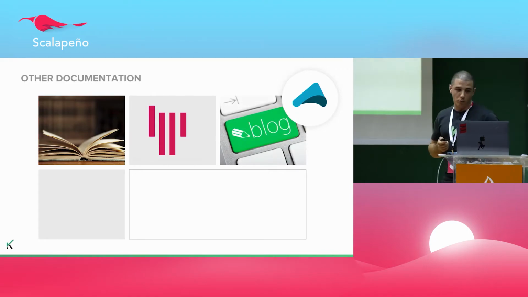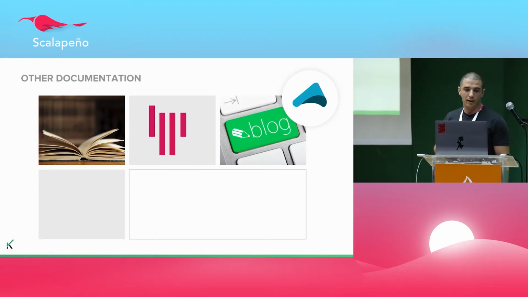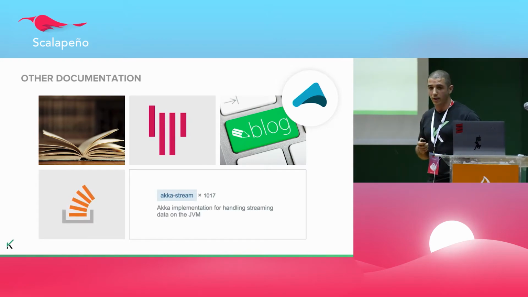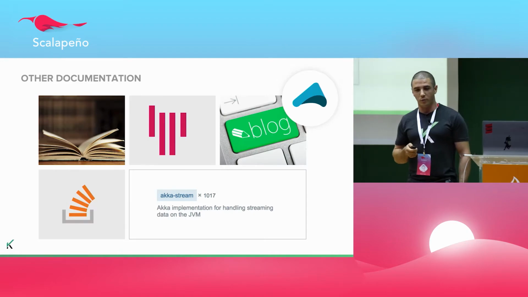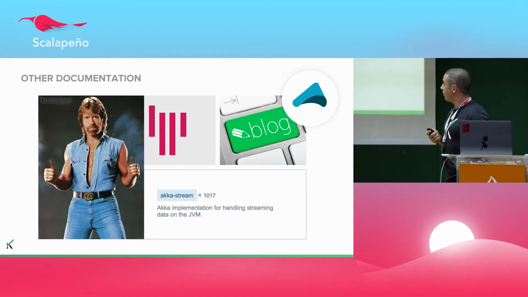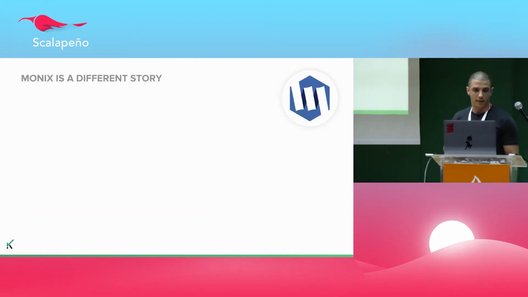Akka Streams also has books, a Gitter channel, and a lot of blogs. It also has quite a lot of questions on Stack Overflow. Now, I know it doesn't seem like much, but next we're going to look at Monix, and you'll see it's actually quite a lot bigger. And overall, it's really awesome if you think about it.